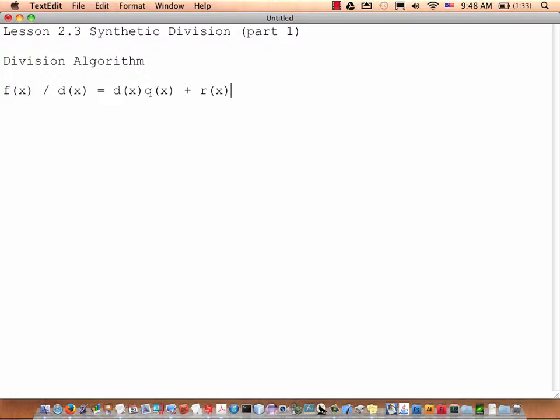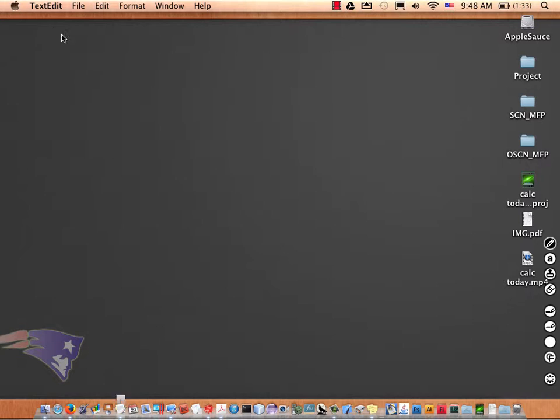So if you take a function, actually I should get rid of this divided by d. I need to get rid of this. There, equals. If you take a function and divide it by some divisor, then it will break up into a divisor times a quotient plus a remainder. So let me give you an example of this, but let's just go right back to numbers.